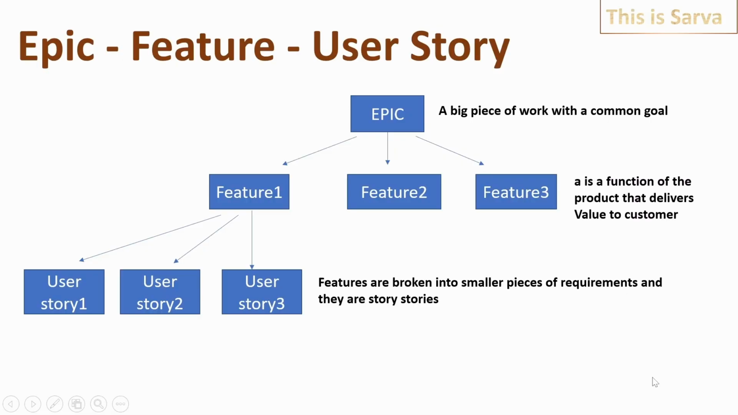So Epic is a big piece of work with a common goal. This is the highest level of requirement we can say. Then a feature is a function of the product that delivers value to the customer. We can say that it is a smaller functionality compared to an Epic. Then this feature is split into smaller requirements and they are known as user stories. So Epic is at the top, describing the highest level of requirement. Then it is split into smaller features and the features are split into user stories.